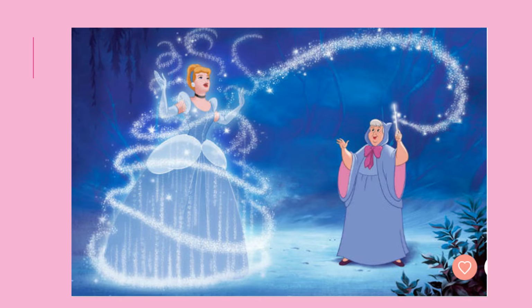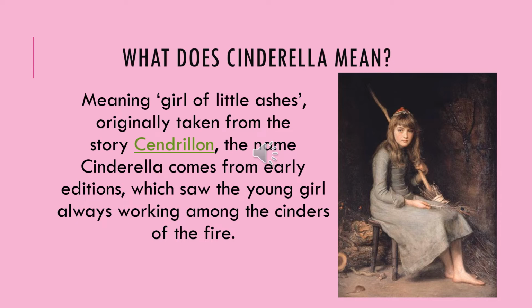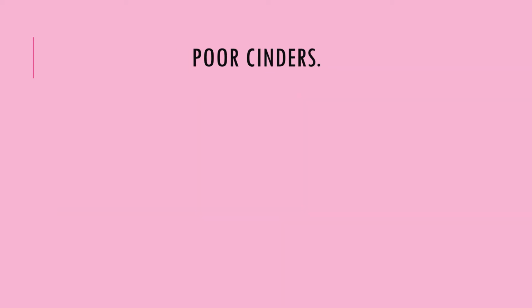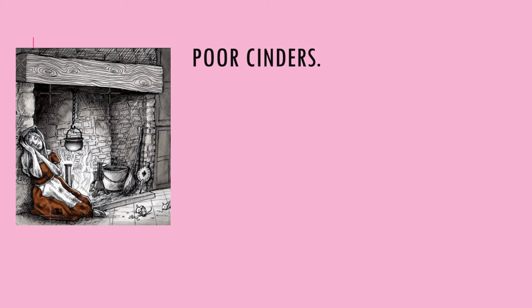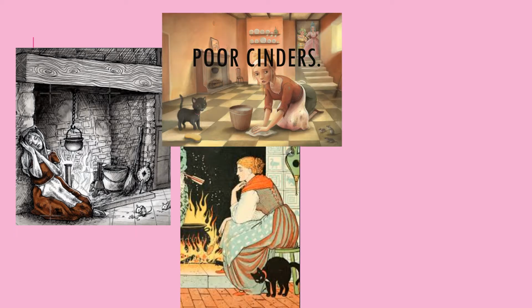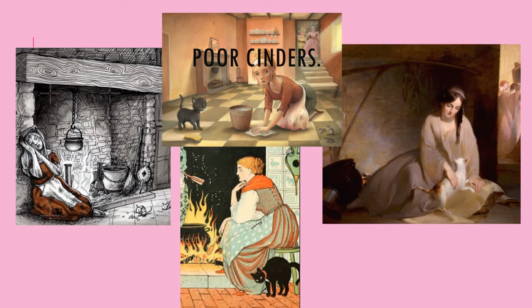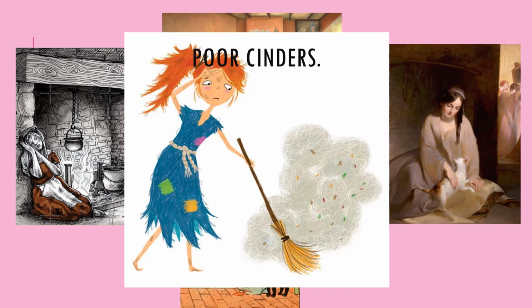Some of you may be familiar with the Disney film from the 1950s, and this is one of the images from that, where the fairy godmother turns Cinderella from a little maid into a beautiful princess. Cinderella got her name, which means the girl of little ashes, because the word cinder is ashes, and you get those around a fire, and then Ella has been stuck at the end. That's how she got her name, because she tended the fire. Here are some examples of poor Cinders, as she's sometimes called, sitting by the fire or working by the fire, showing us how she got her name.